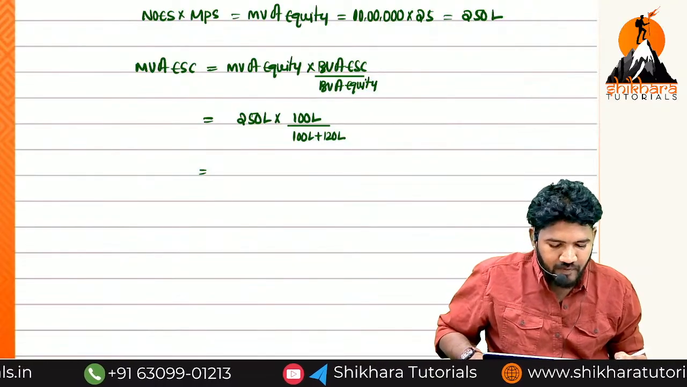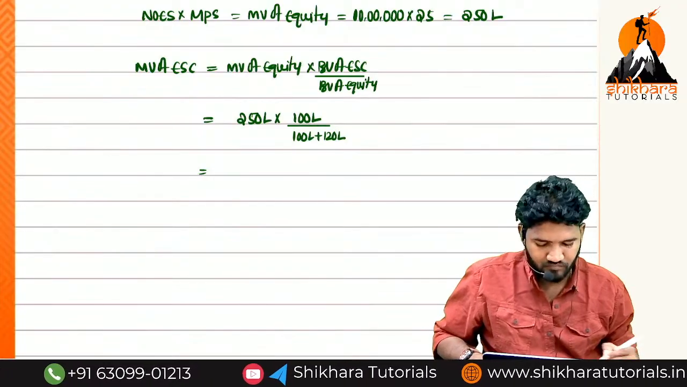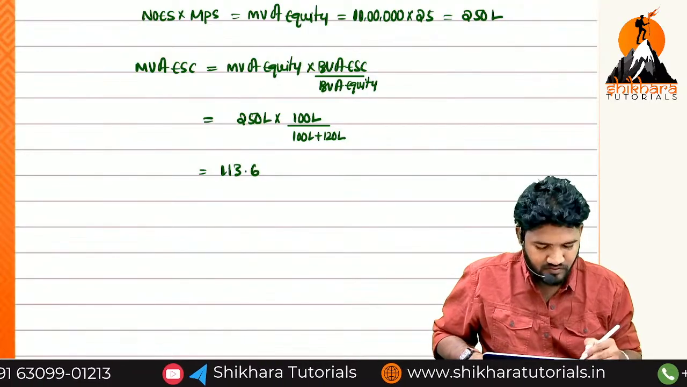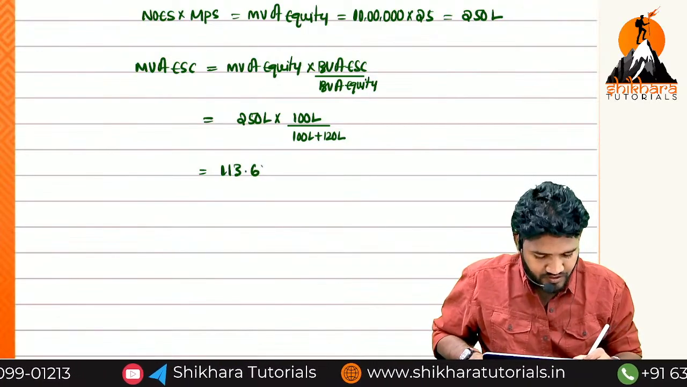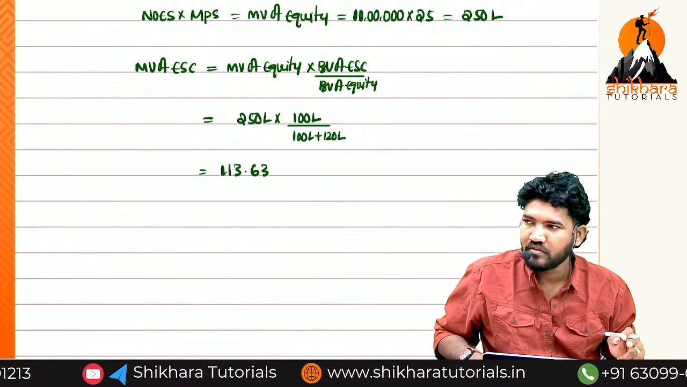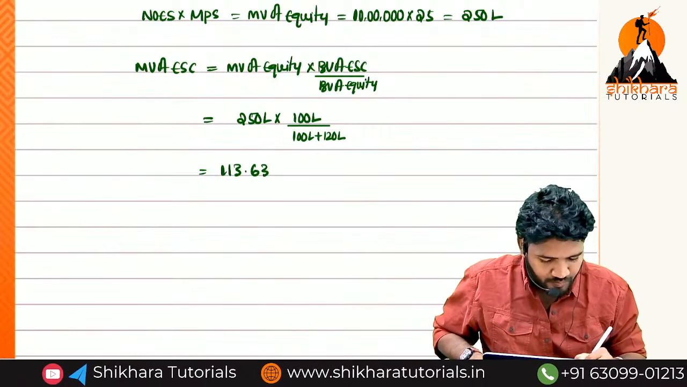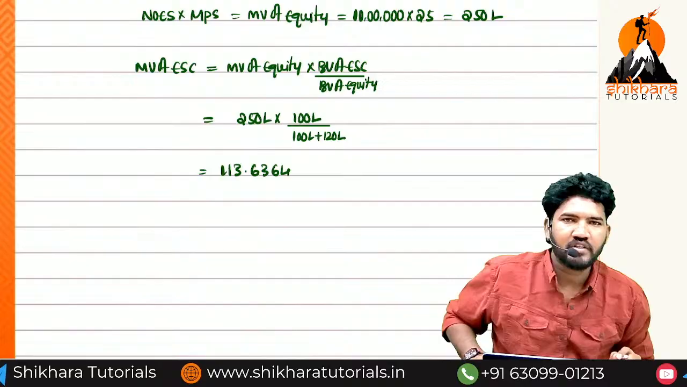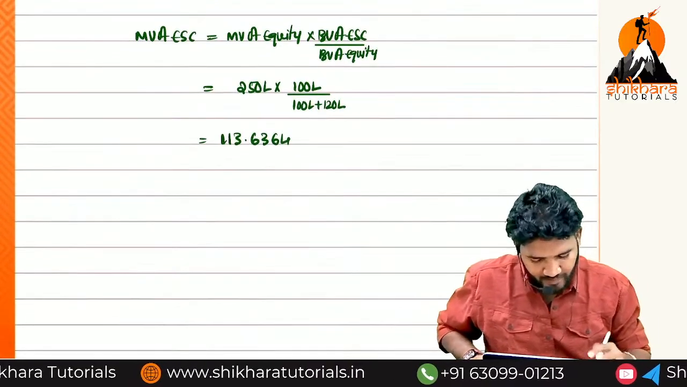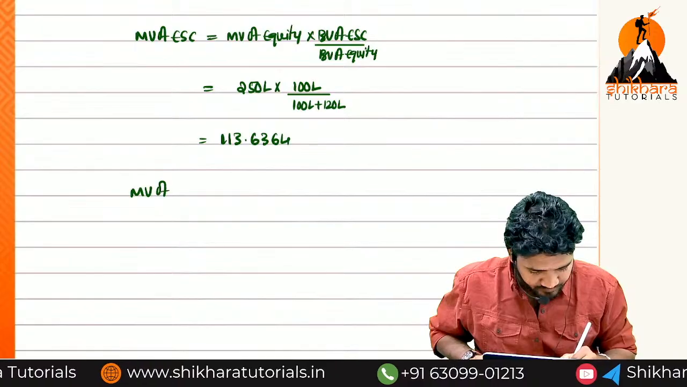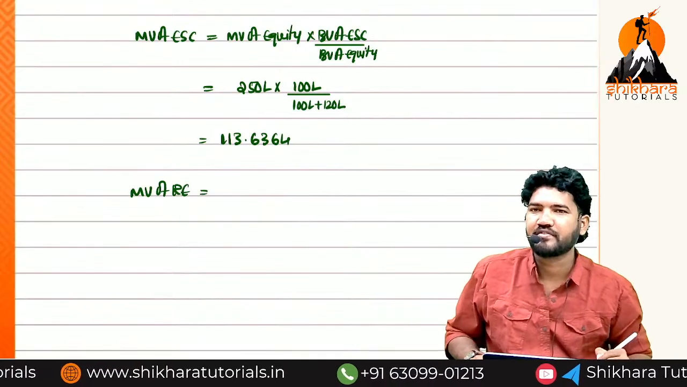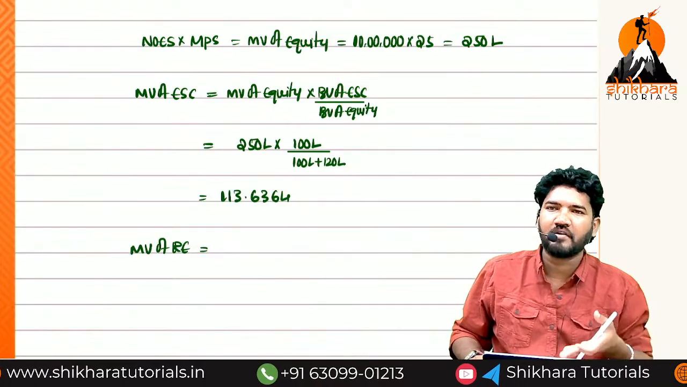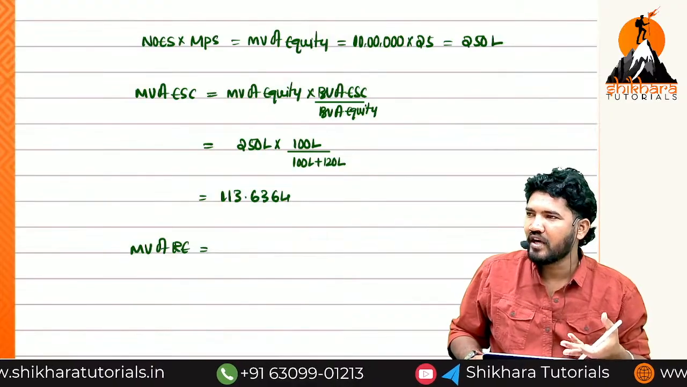250 into 100 divided by 220. 113.6 bar. What bar? 63 bar, 6363. Then 113.64. I will round off with that. Are you okay? Now how to calculate market value of retained earnings? I use common sense: out of 250, if I remove 113.636, what is pending? Are you guys clear?